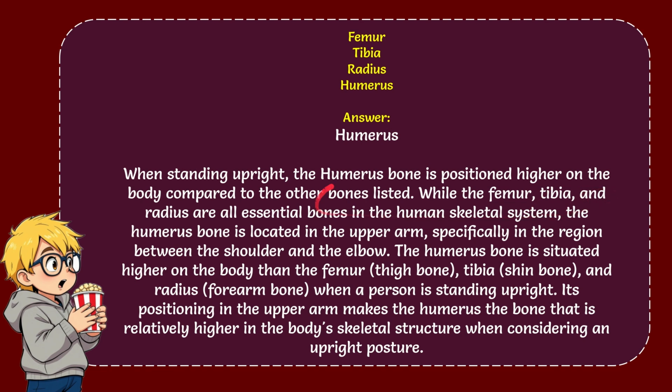While the femur, tibia, and radius are all essential bones in the human skeletal system, the humerus bone is located in the upper arm, specifically in the region between the shoulder and elbow. The humerus bone is situated higher in the body than the femur (thigh bone), tibia, and radius.